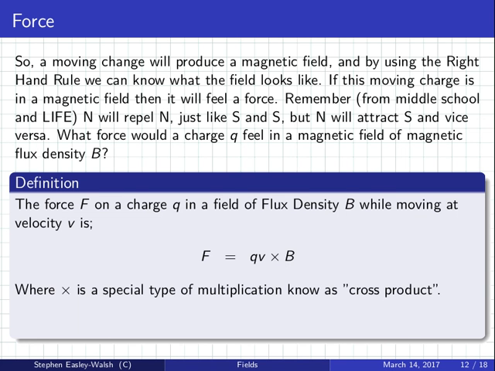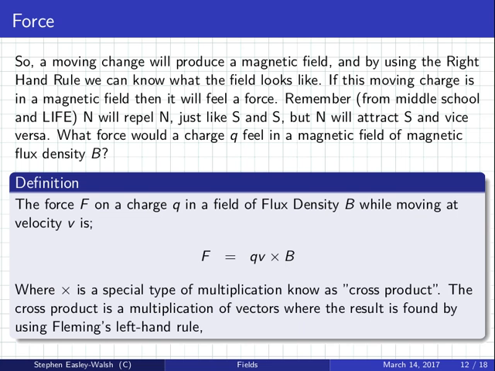Got that? What do you mean by this? I'll have to explain it. Because this V is velocity, and velocity is a vector. And this B is the flux density, and that's actually a vector as well. So how do we multiply two vectors? Well, we use something called Fleming's left-hand rule, which I'll show you on the next slide. Vector by vector, yeah.